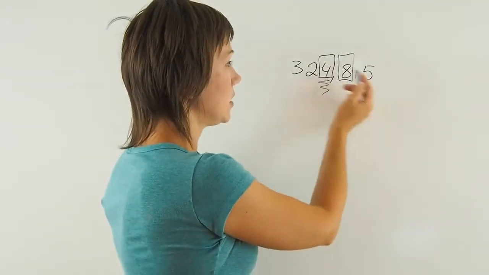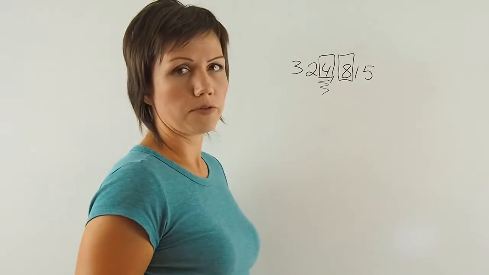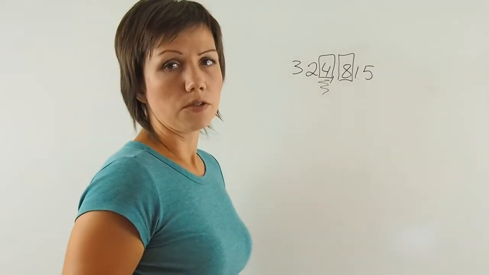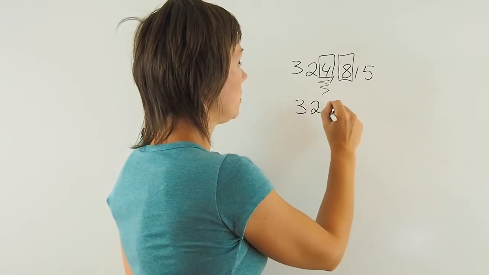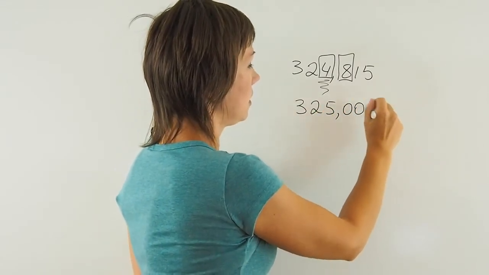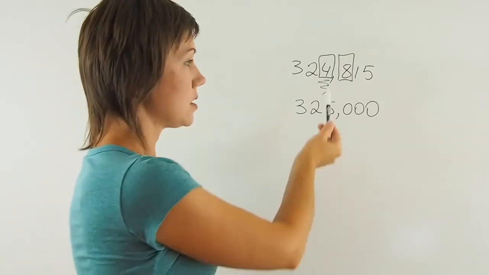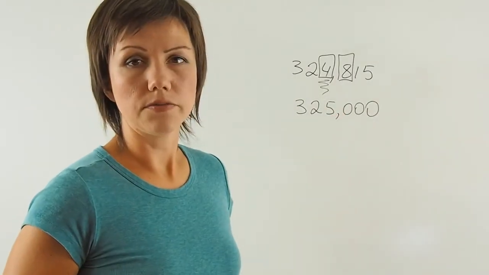So to round this number 324,815 to the nearest 1,000, I will end up with 325,000, since 8 is greater than 5.